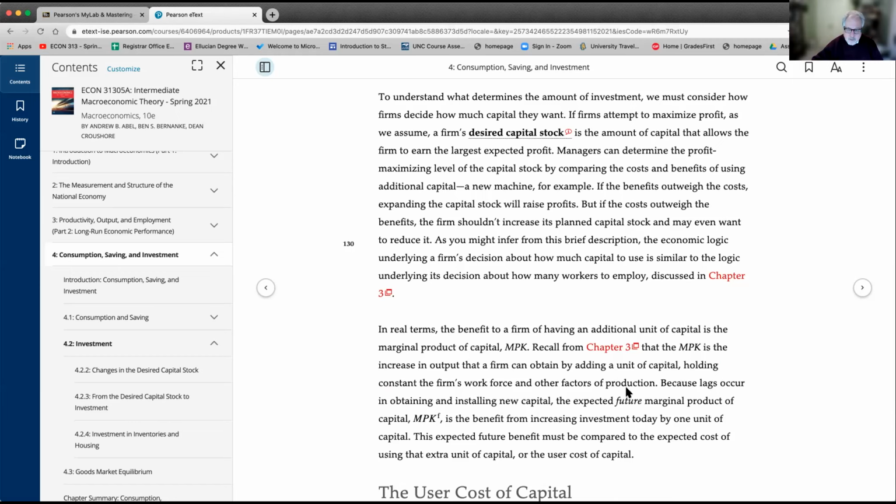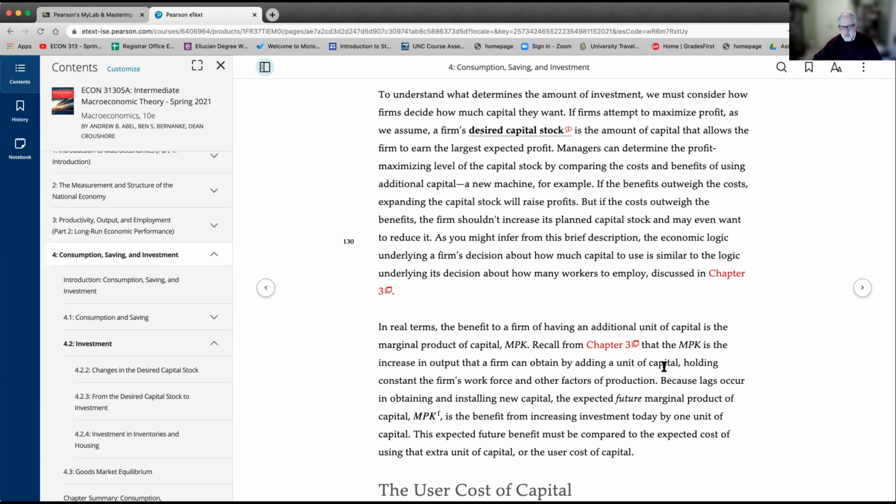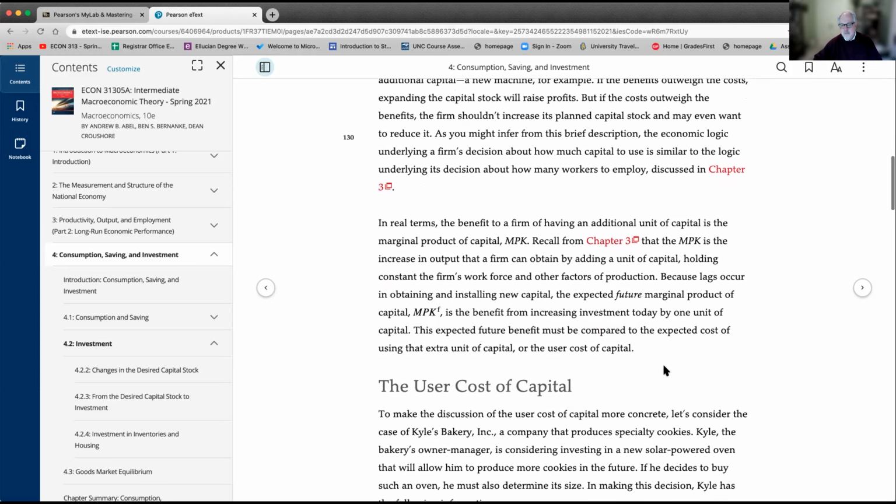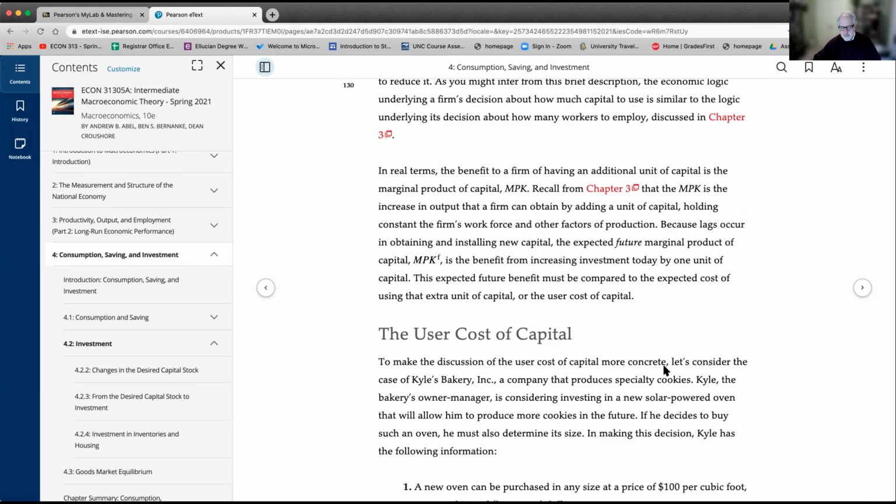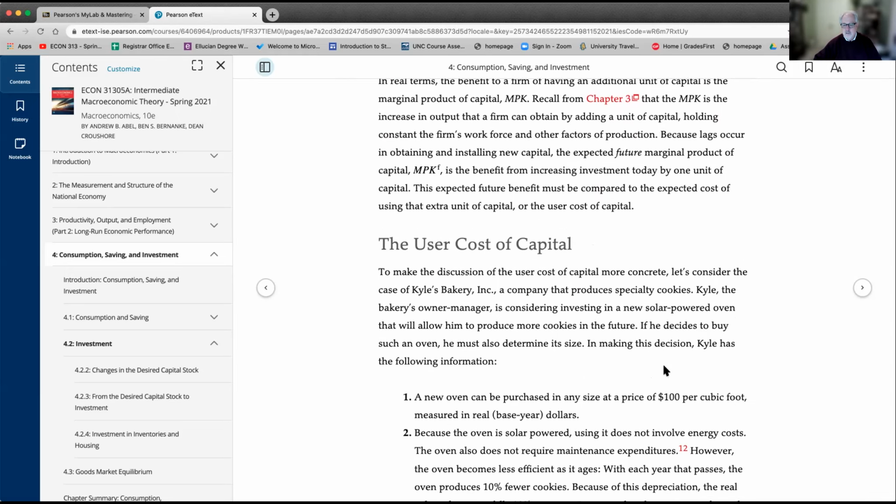Well, more capital, another piece of capital, a bigger oven, another industrial robot in a factory. What do you get from that? You get additional output. The marginal productivity of capital, the MPK, is the extra output you get from buying one more unit of capital. So what do we have to compare that to in terms of whether to do that or not? The user cost of capital, right? So it's the additional cost of getting that piece of capital in its use.